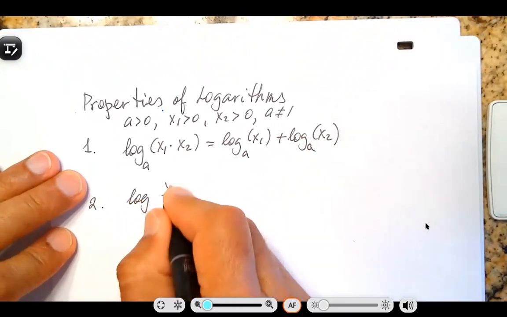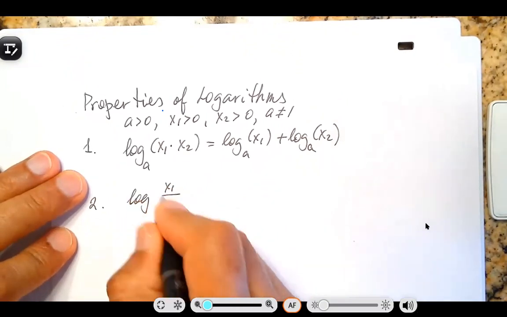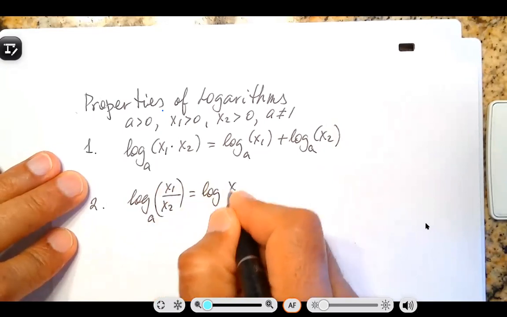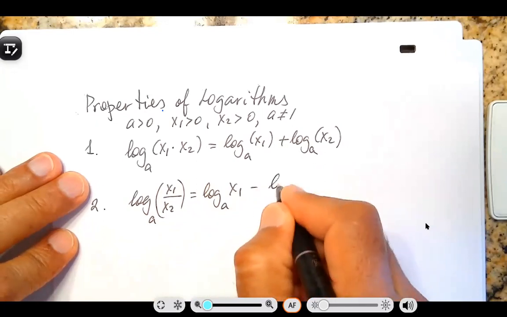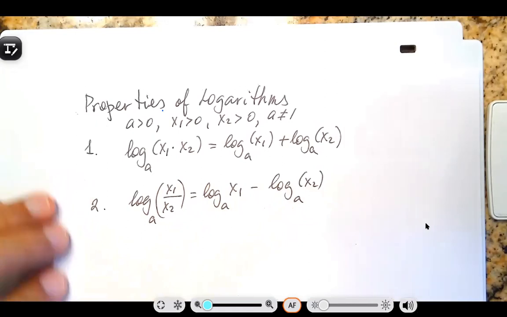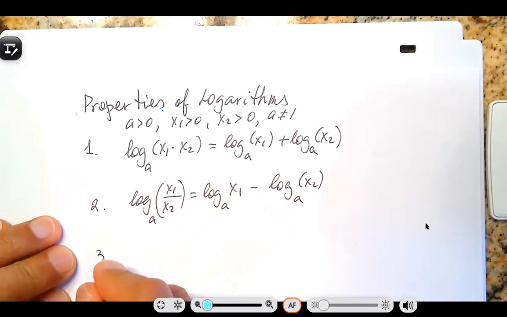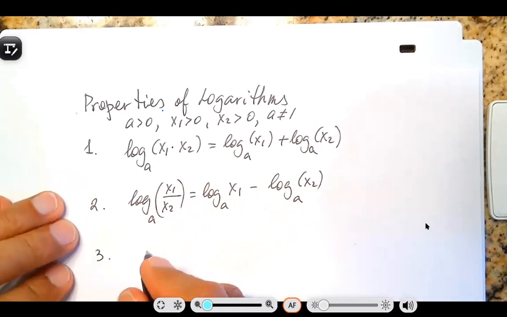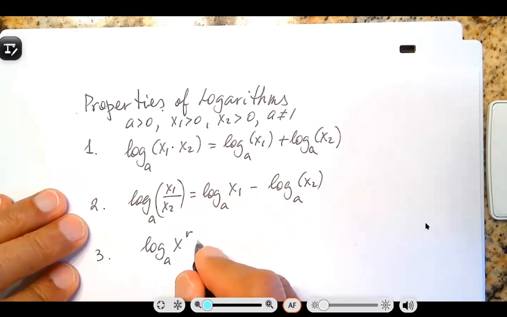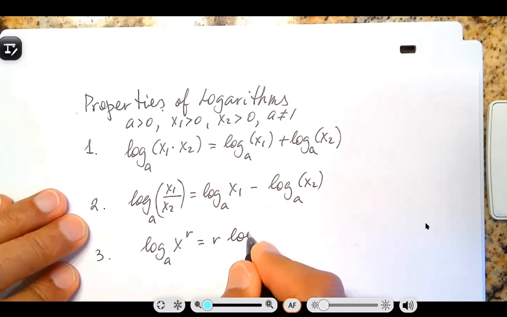Logarithm of the quotient base a is logarithm x sub 1 base a minus logarithm of x sub 2 base a. Logarithm of x to the power of r base a equals r times logarithm of x base a.